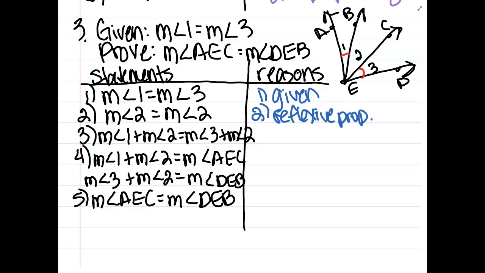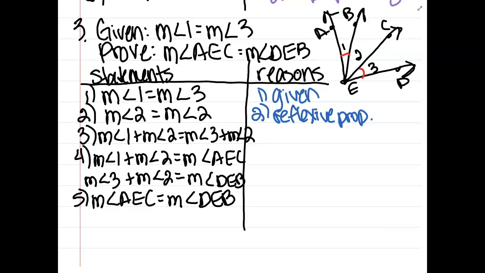What did they do, Elijah? This isn't going to be the transitive property. I don't think we're going to see that today. So if number 1 says the measure of angle 1 equals the measure of angle 3, okay, we've got 1 and 3. Step 3 says 1 plus 2 equals 3 plus 2. What did they do?